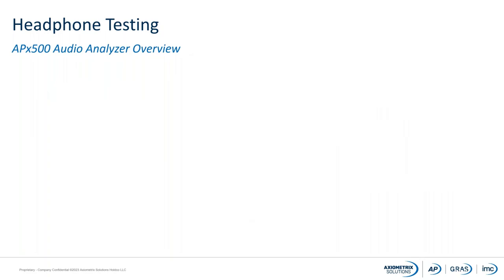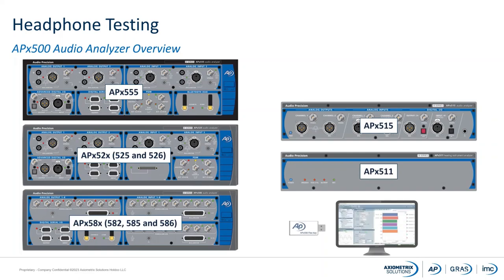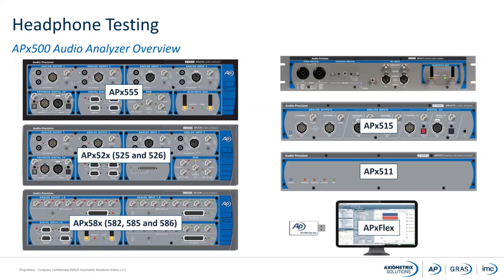So we have many different types of analyzers. As I mentioned, 9 hardware analyzers, and these are basically the members of each family of analyzers. Up here on the left, the 555, this is our top of the line. This is the analyzer with the best performance on the market in terms of audio analyzers. Then we have other analyzers such as the 8X family for multi-channel measurements. With this type of analyzers, you can get up to 16 analog inputs and 8 analog outputs. These are for simultaneous measurements.